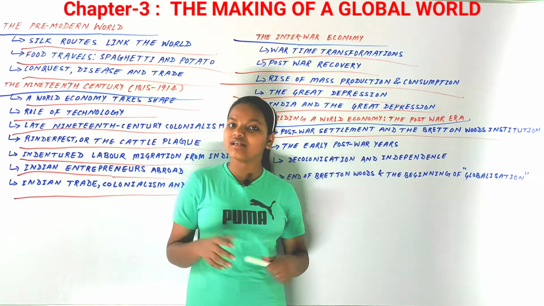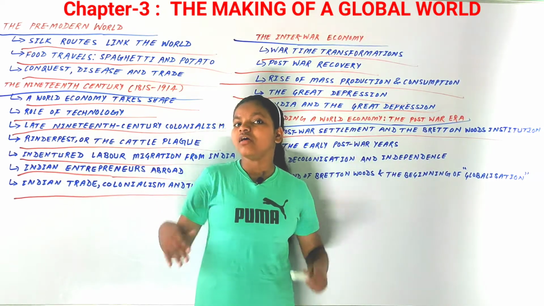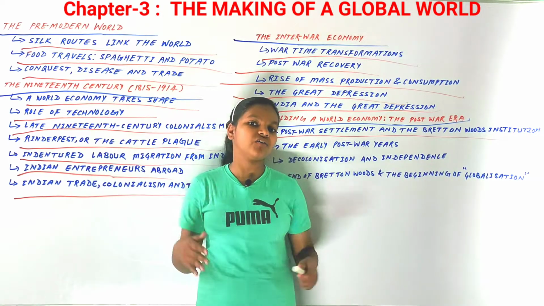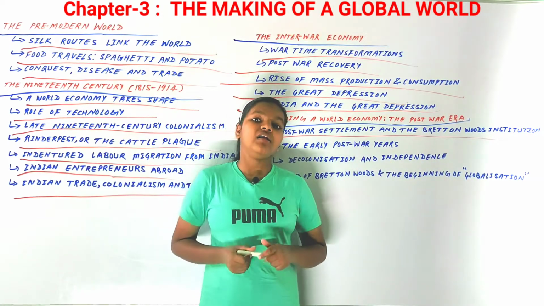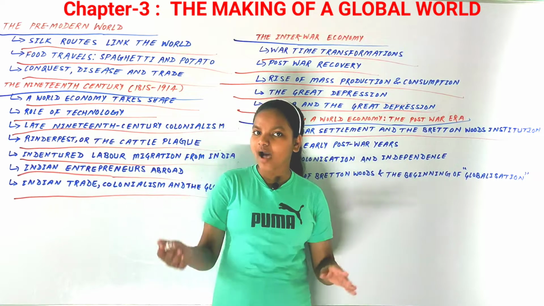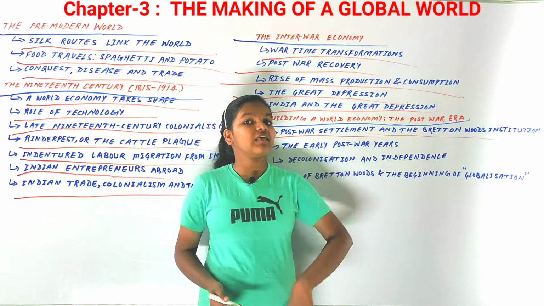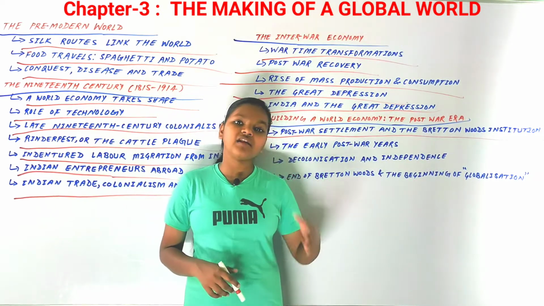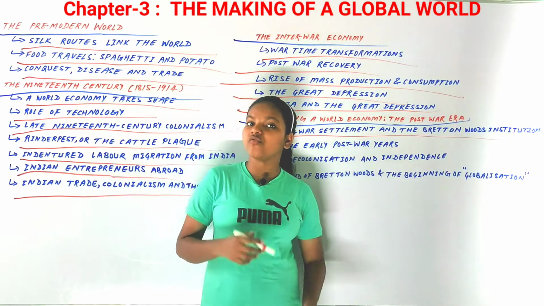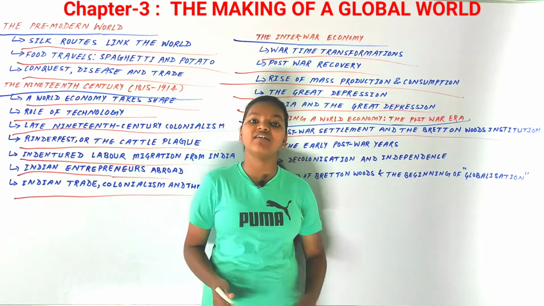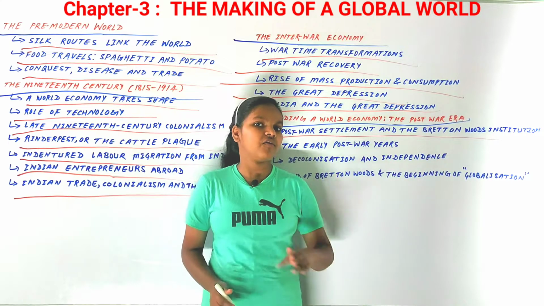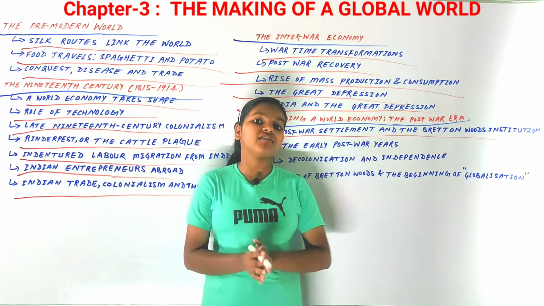Now IMF, that is the International Monetary Fund, and the World Bank. These two were established by different powers for the recovery of the economy of all those European countries, all those European powers, you could say Western countries. So that was about the Bretton Woods.